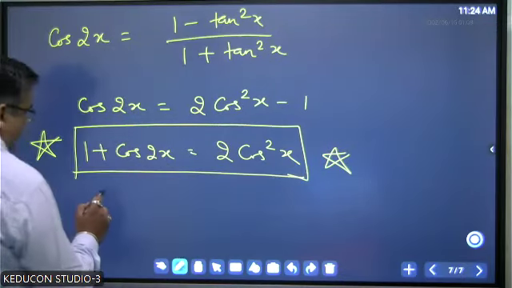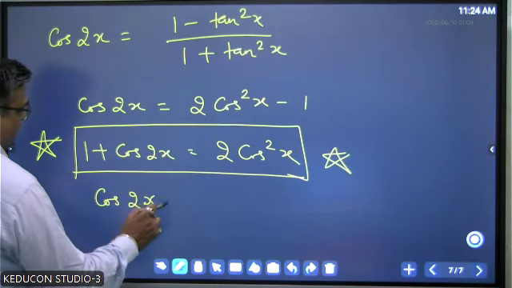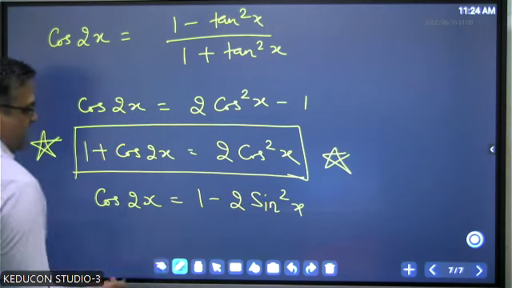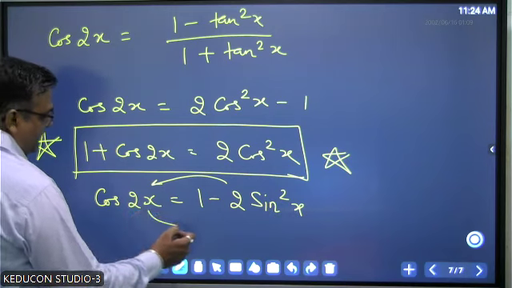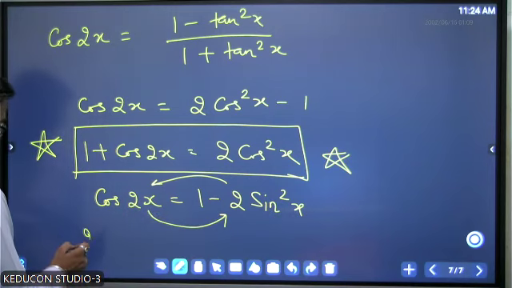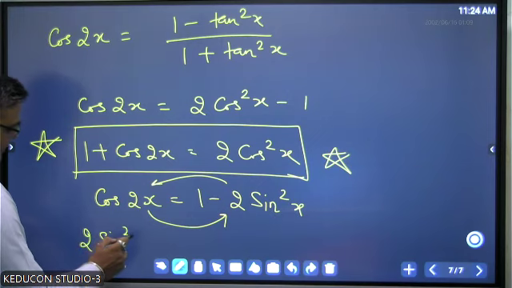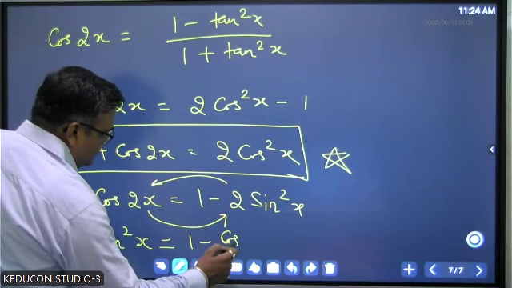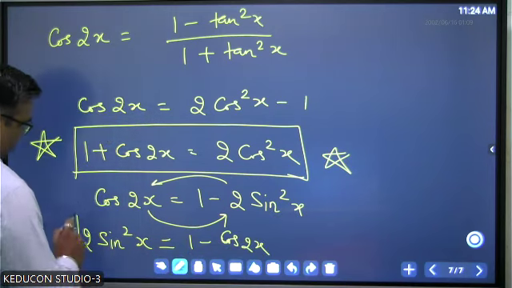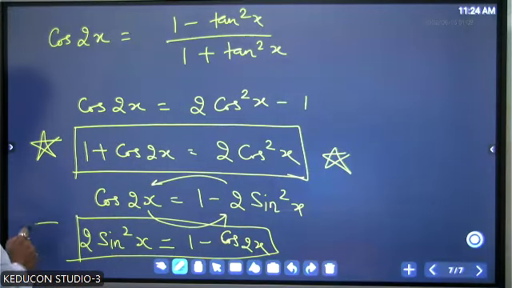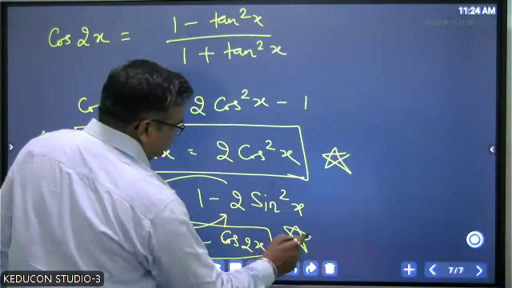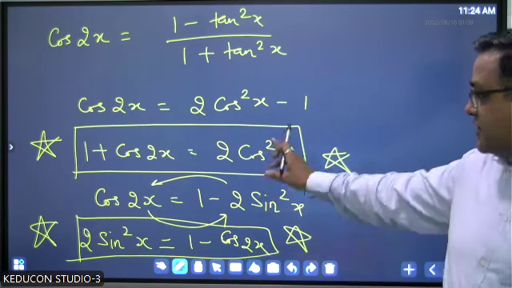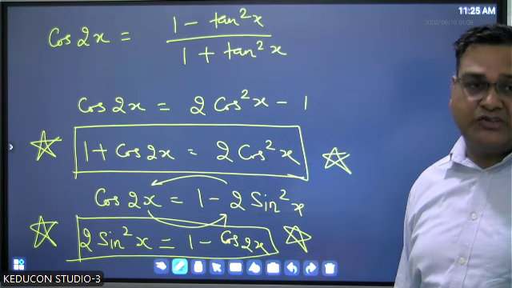Another formula, students, we have done is cos 2x is equal to 1 minus 2 sine square x. When you modify this formula, take this term on this side and this on the right side. So what you are left with is 2 sine square x is equal to 1 minus cos 2x. So this is another star formula, right? So these two are the most important formulas for trigonometry: 1 minus cos 2x, 1 plus cos 2x.